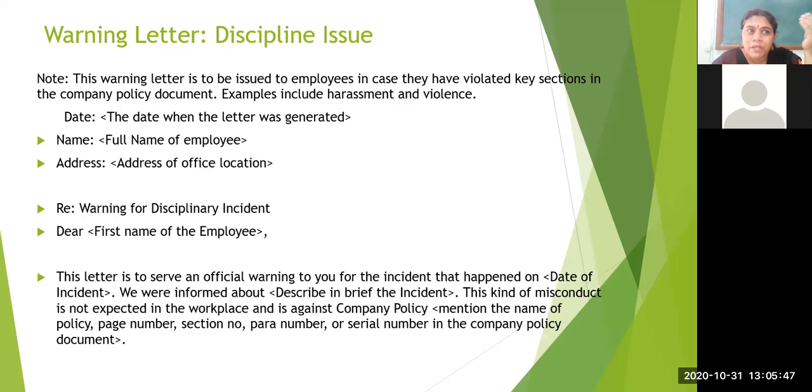And for simplification, the language is very difficult and not easily understood by the common man. For that, we need legal awareness, or to know legal language. Para number or serial number in the company policy document. So here you just give a brief on how you have not complied, and that you have violated this particular law, this particular company policy. So give the details of that.